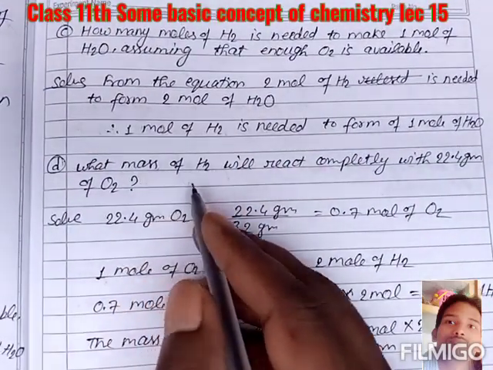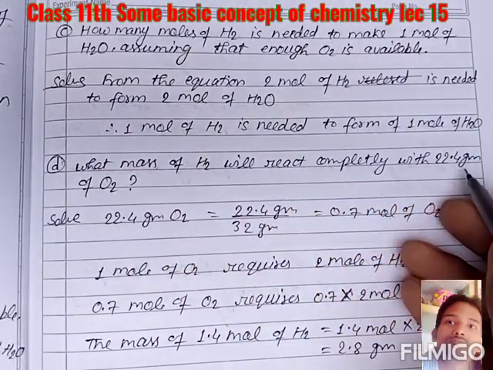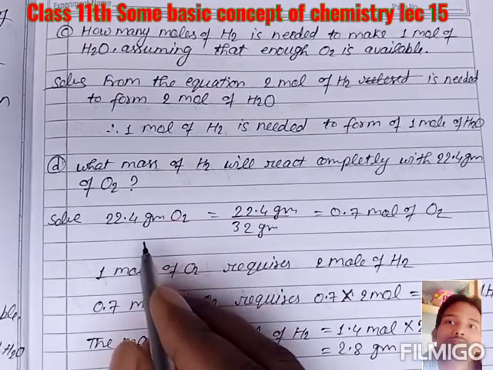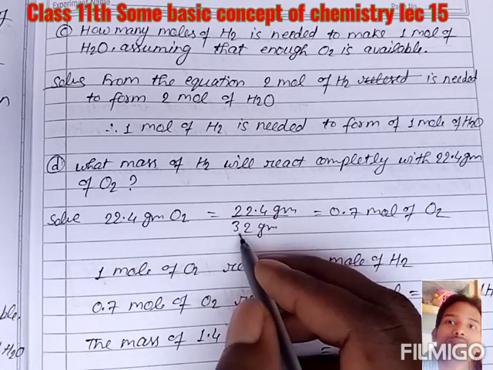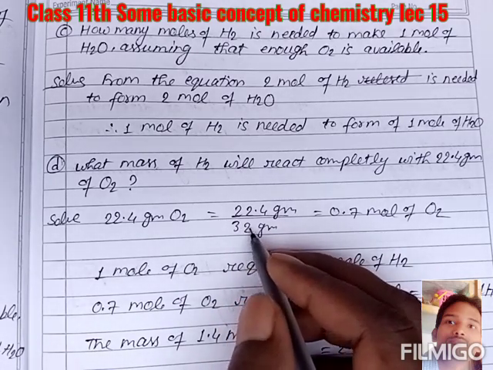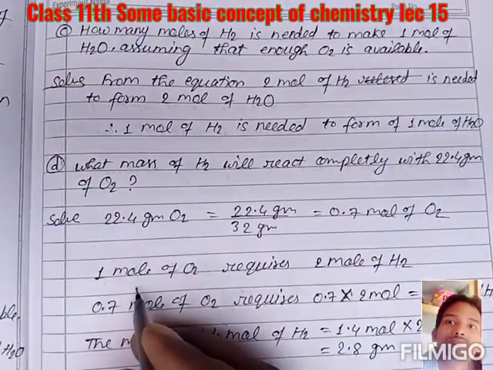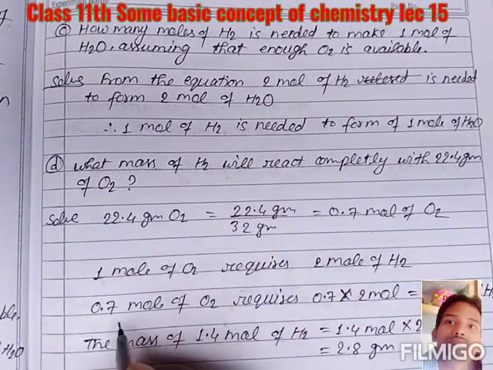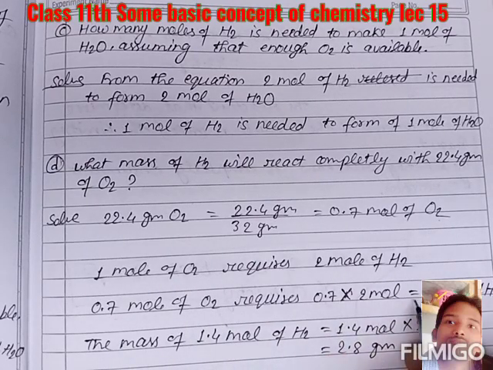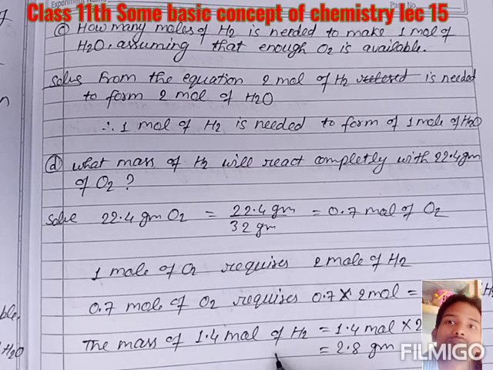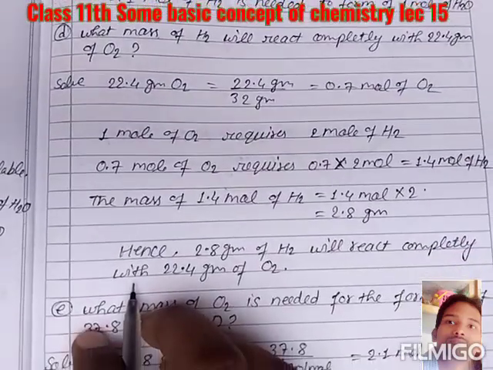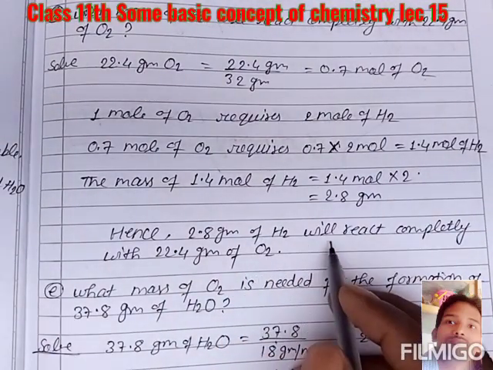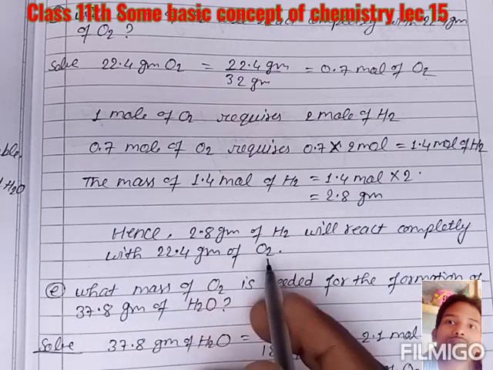Part D: what mass of hydrogen will react completely with 22.4 gram of oxygen? You know that 22.4 gram of oxygen is equal to 22.4 divided by 32, since the molecular weight is 32, so you will get 0.7 mole of oxygen. 1 mole of oxygen requires 2 moles of hydrogen. 0.7 mole of oxygen requires 0.7 into 2 is equal to 1.4 moles of hydrogen. The mass of 1.4 moles of hydrogen is 1.4 into 2 is equal to 2.8 gram. Hence 2.8 gram of hydrogen will react completely with 22.4 gram of oxygen.